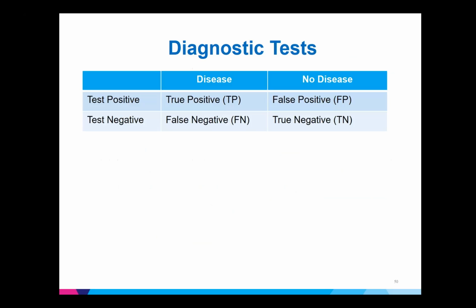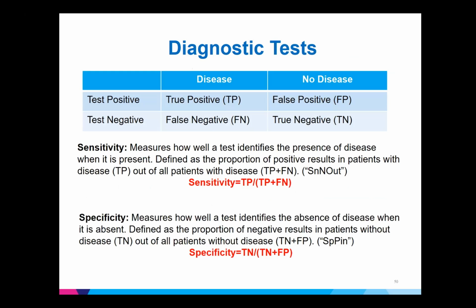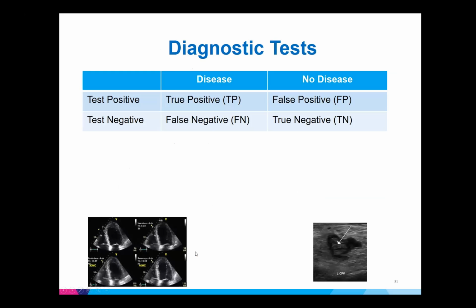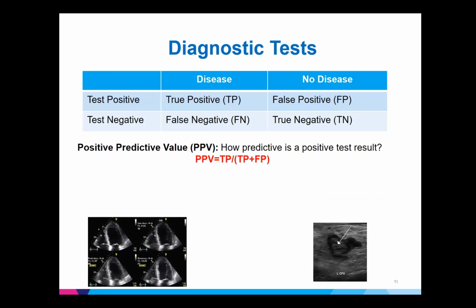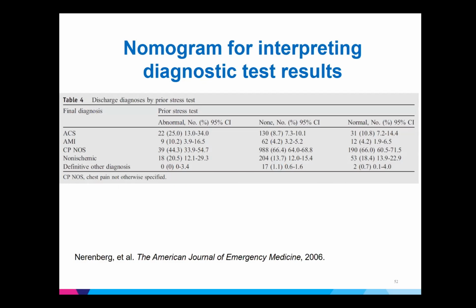Diagnostic test, this is the 2x2 that most of you are familiar with. And just introducing, for many, sensitivity versus specificity. So sensitivity is defined as the proportion of positive results in patients with the disease out of all patients with the disease. And then specificity you have here, and SpIn and SnOut. I'm just going to go over this very quickly. Positive predictive value is how predictive a positive test result is, versus negative predictive value is how predictive a negative test result is.